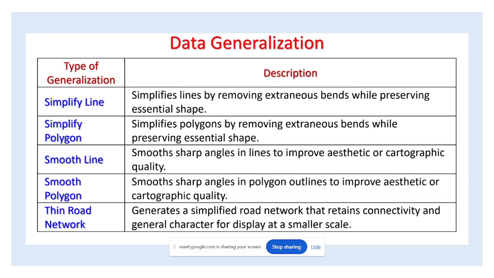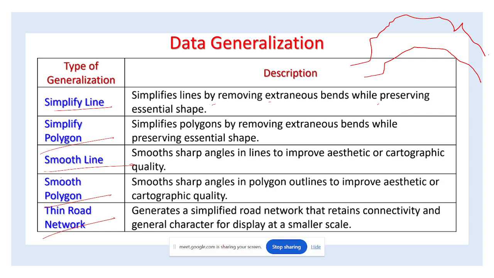Again, other types include simplify line, simplify polygon, smooth line, smooth polygon, thin road network. Simplify line basically simplifies the lines by removing extraneous bends while preserving the essential shape. For instance, let's say we have something like this. These bends are not very prominent. So we can actually just smooth it out, which is a little more representative of this feature, but rather a generalized one.